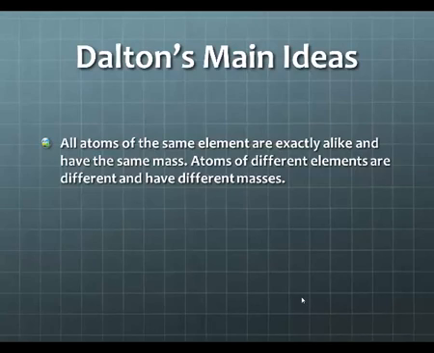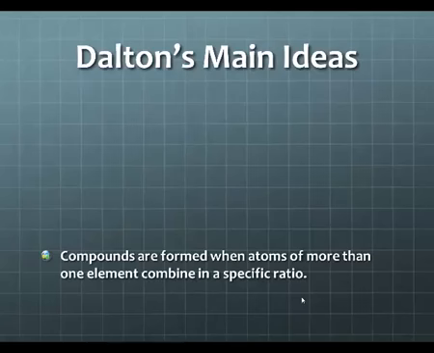He thought that compounds were formed when atoms of more than one element combine in a specific ratio. So for example, water. Water is a compound. Water is made up of one oxygen atom and two hydrogen atoms. The ratio is 1 to 2. One oxygen atom to two hydrogen atoms. So it would be a compound. Compounds can be broken down. We can remove atoms from a compound. When we remove atoms from a compound, it is no longer the same compound.